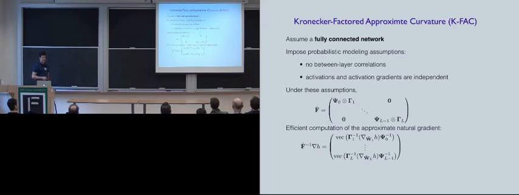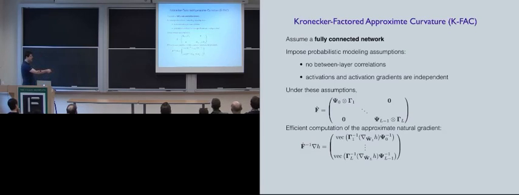First of all, we assume that there are no correlations between the gradients in different layers. This assumption actually is empirically false, and we came up with ways to actually model between-layer correlations. And somehow it didn't seem to help that much. So we'll just make the simplifying assumption that there aren't these correlations between layers. And then we also make the assumption that the activations and the activation gradients are independent. If we make these assumptions, then the Fisher information matrix has a very nice form.